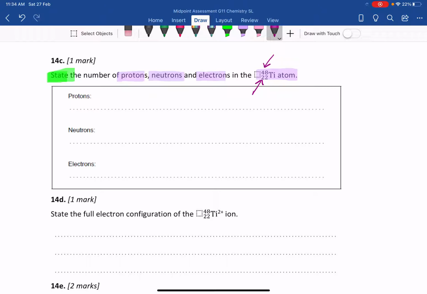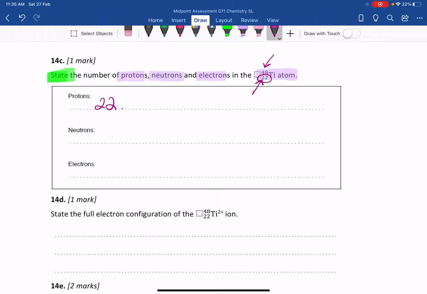If I look at the periodic table, sometimes I might get this wrong because they could give you a different atom to the one that's indicated in the periodic table. So what would I do? The bottom number tells me the number of protons, so my number of protons is going to be 22.